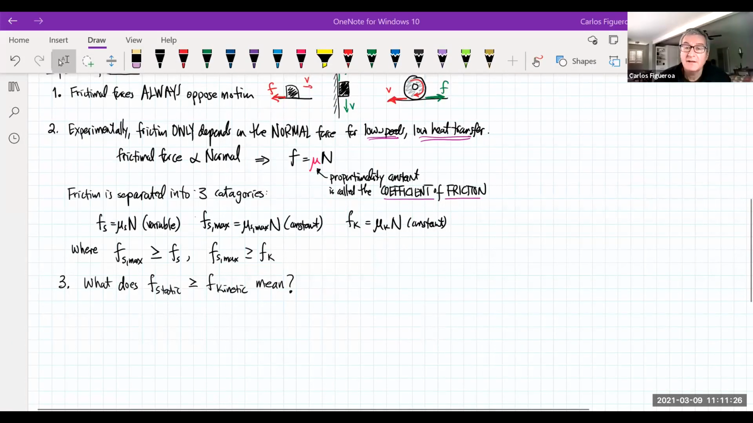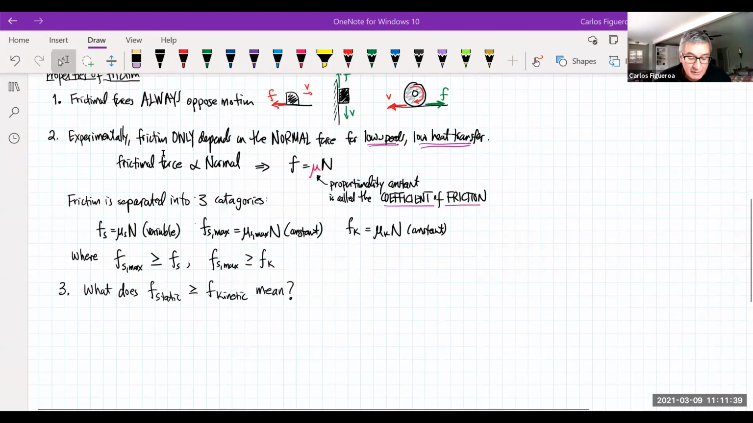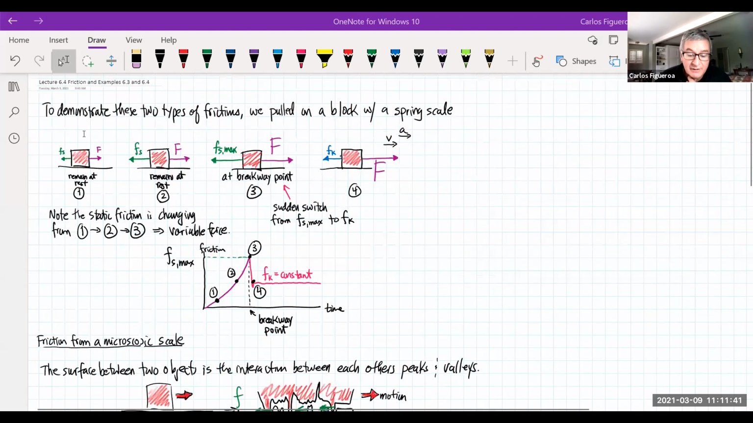So what we did last time is the following. Here, let me get set up. We started talking about friction. This is the way I could demonstrate the two types of friction: if I pulled a block with the spring scale, a little bit and it remained at rest, then the pulling force had to be balanced out by the frictional force. If I pulled harder, then the static friction had to get larger. And there's the breakaway point.